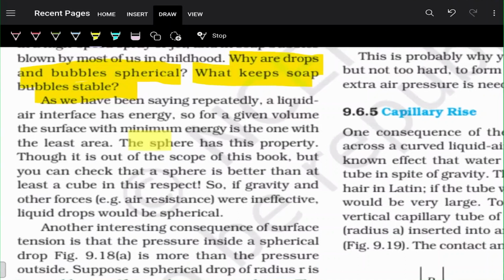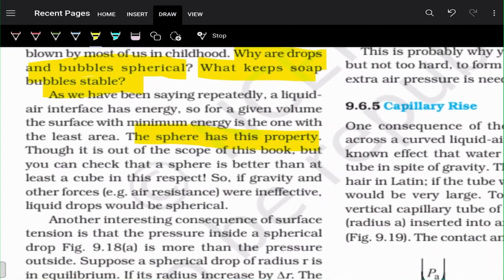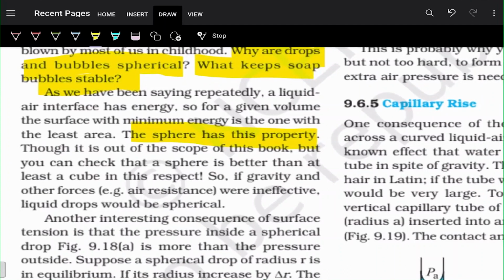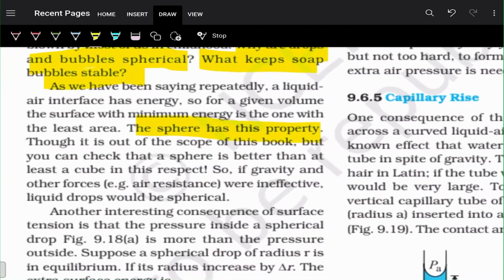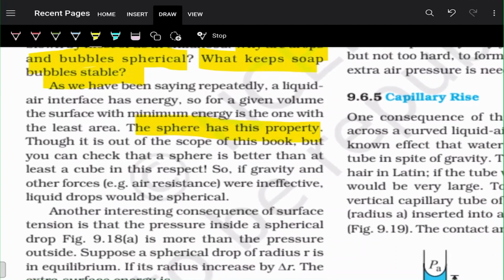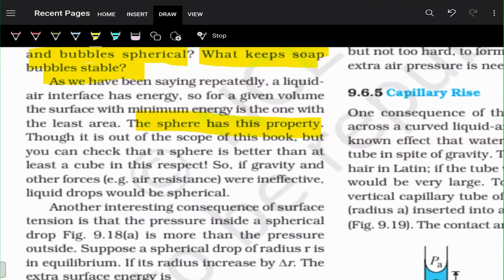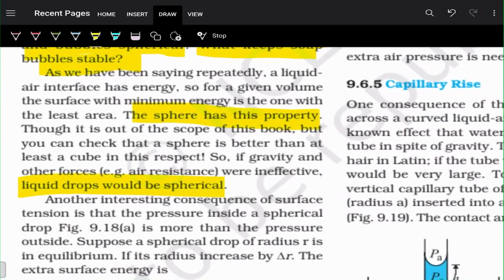Sphere - what is special about it? It has the least surface area. Though it is out of the scope of this book, you can check that a sphere is better than at least a cube in this respect. So if gravity and other forces were ineffective, liquid drops would be perfectly spherical. If we can neglect air resistance and gravity, treating them as ineffective, liquid drops would be perfectly spherical. Why? The reason is simple.